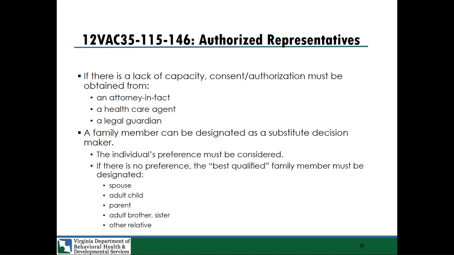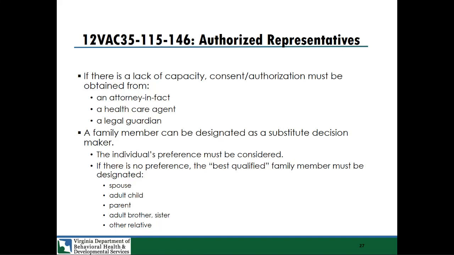But make sure to adhere to Section 54.1-2969A of the Virginia Code regarding the parent's legal guardianship and any factors that may prevent that parent from serving as a legal guardian. In the event none of these three people exist, so if there is not an attorney in fact, or a healthcare agent, or a legal guardian, the provider must designate a substitute decision maker to serve as the individual's AR.